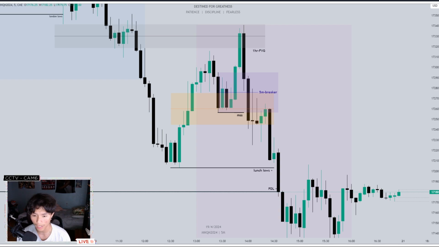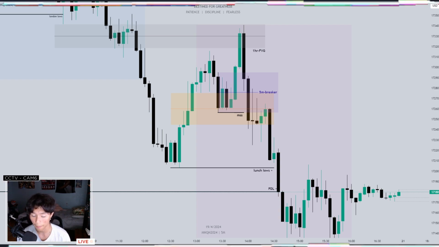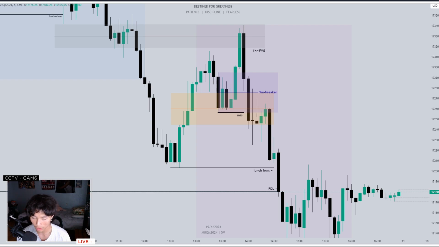So overall narrative right now on the higher time frames is that we're bearish, in that we should continue to attack previous day low. So now we're aligned with the higher time frame narrative. Lower time frame is also aligned with the higher time frame narrative. So after retracing to the hourly FVG on the 5-minute here, this is the 5-minute.